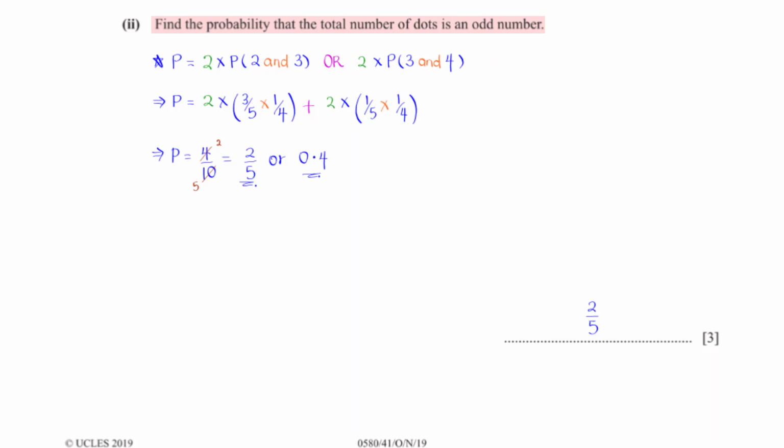The probability of picking a card with 2 dots first is 3/5, and the probability of picking a card with 3 dots second is 1/4. The probability of picking a card with 3 dots first is 1/5, and the probability of picking a card with 4 dots second is 1/4. When we type this into the calculator, we have 2/5.